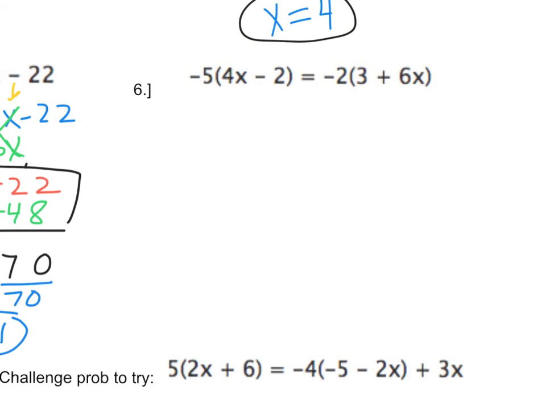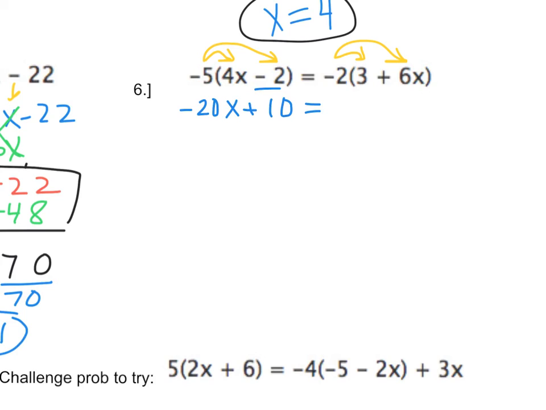Oh boy, okay. We have double distributive property on this one. So remember, I love drawing these arrows. It reminds me that I have to multiply both items by -5. Parentheses indicate multiplication. And we have to do it over here. We have to multiply both things by -2. Okay, so let's do the first step first. -5 times 4, that's -20x. And -5 times -2, negative times a negative is a positive.